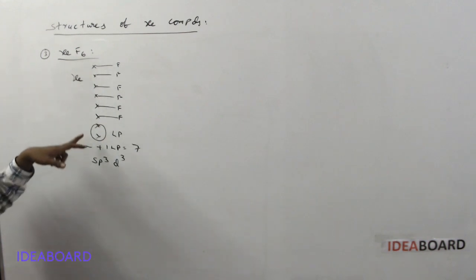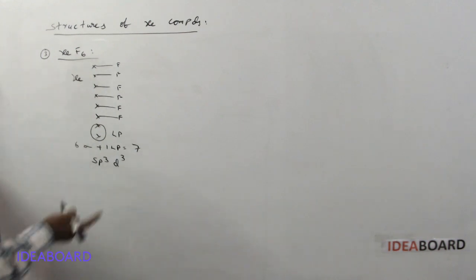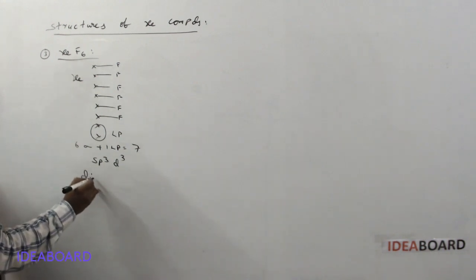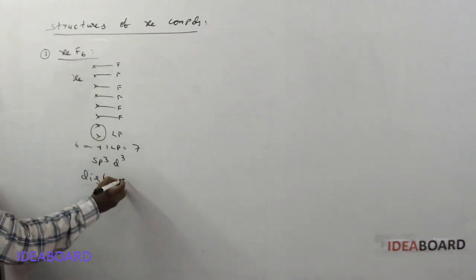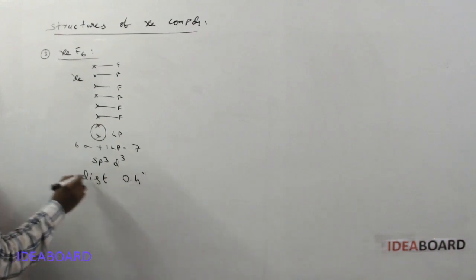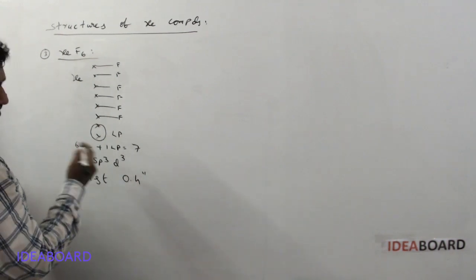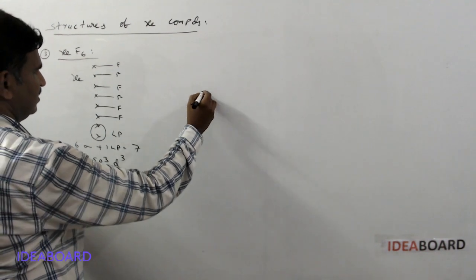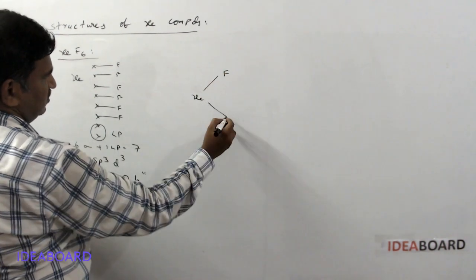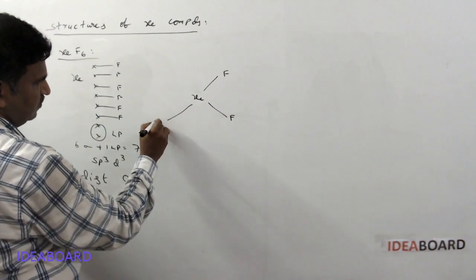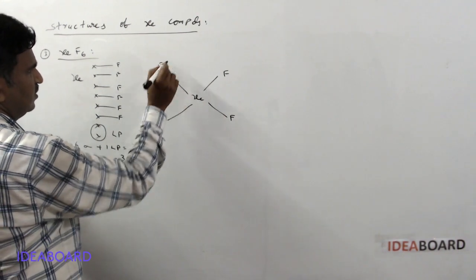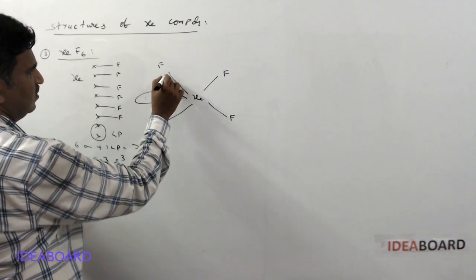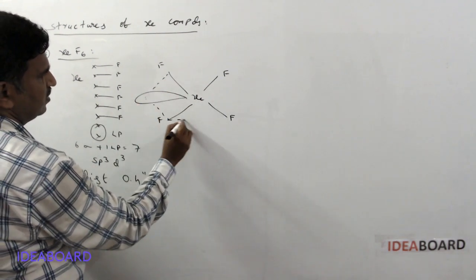But here it has one lone pair. Instead of pentagonal bipyramidal, it has a distorted octahedral structure. And how can we represent this distorted octahedral structure? So here one fluorine, second fluorine, this is the third one, and this is the fourth one, and this fifth one is a lone pair. Okay, all these are present in the same plane.